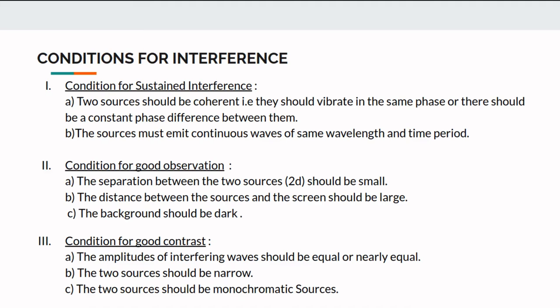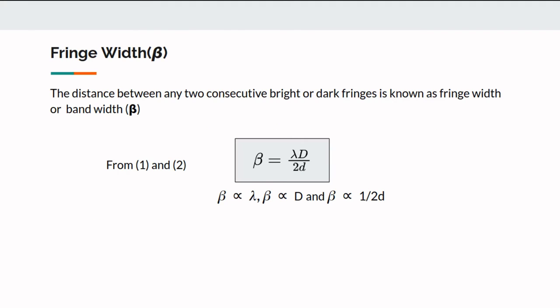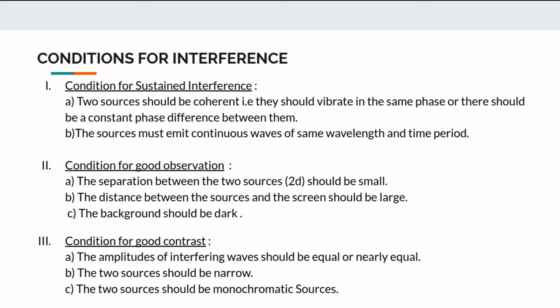Next one, the last one is the two sources should be monochromatic sources. In the last slide, we know that beta depends upon lambda. If light has different lambdas, different colored fringes are observed, and the fringe width is different. Therefore, in order to get single colored fringes, we need monochromatic light. White light is a composite light. It consists of different wavelengths, and different colored fringes are observed and they are not clear.